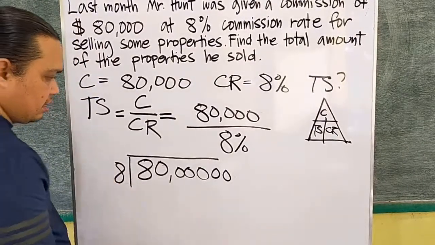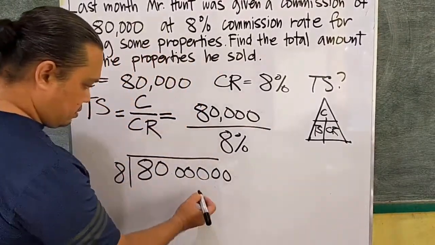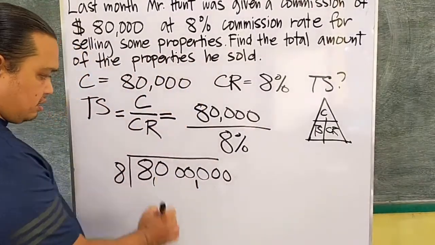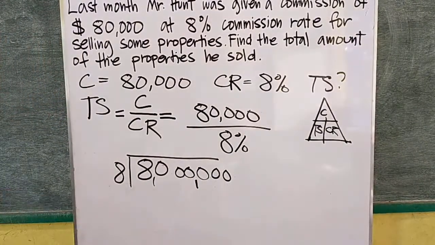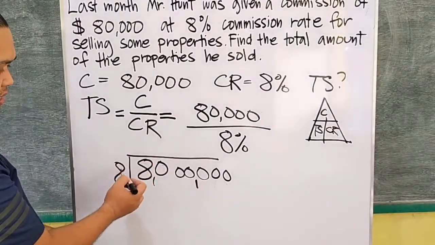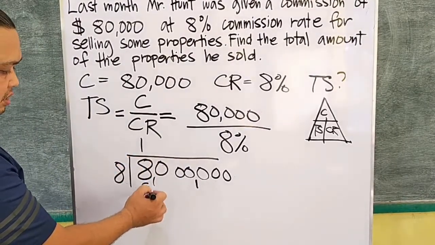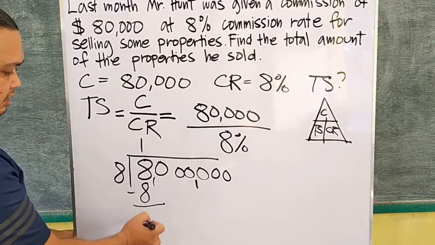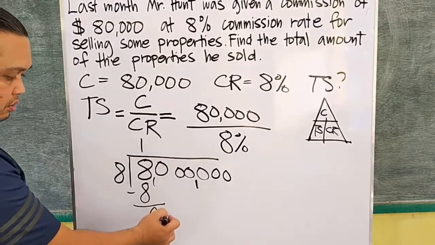Therefore, our solution will be 8 million divided by 8. Okay? Now let's divide. 8 divided by 8, that's 1. 1 times 8 is 8. Now 8 minus 8 is 0. Okay? Then bring down 0.